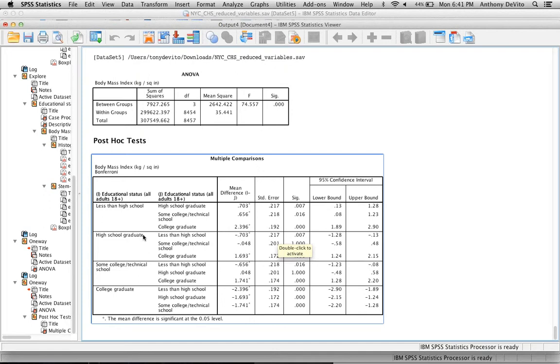High school versus less than high school was the same analysis we did before. High school versus some college, well, no, that's not a significant difference. How about high school versus college graduates? That is a significant difference, and so on and so forth. You can use the post hoc test to tell you which of these groups are different from one another.